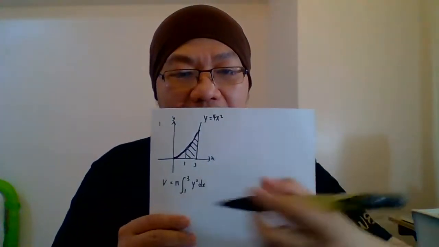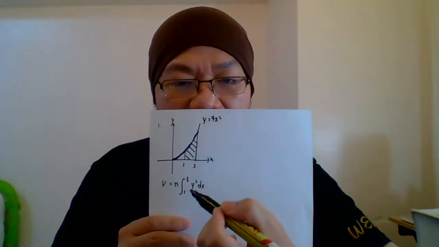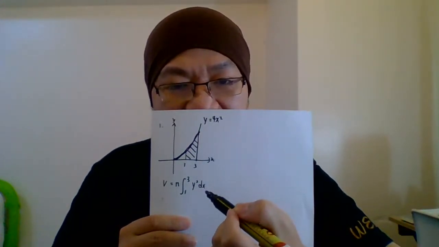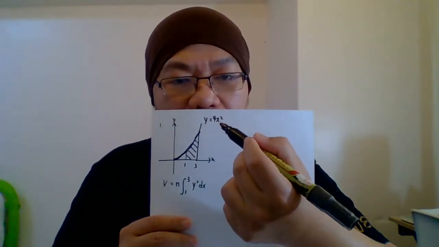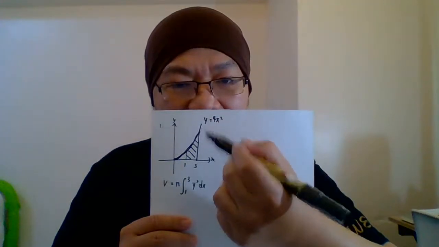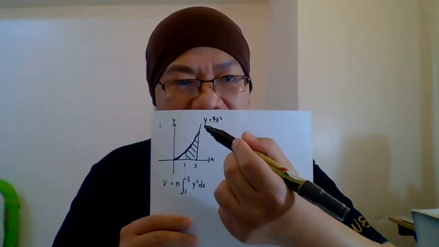So to find the volume is very easy, as easy as ABC. Volume equals pi, the limits are 1 to 3. Why am I using 1 to 3? Because it rotates against the x-axis, so the limits must use the x coordinates. So y squared dx. Don't forget the formula: it must be pi and must be squared, and y is the subject because it's against the x-axis. Now look at your equation: y equals 4x squared. Y is already the subject here.